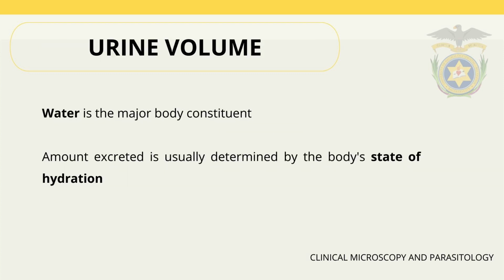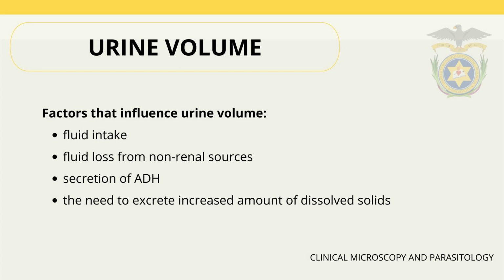For urine volume, we all know that the body's major constituent is water, and the amount excreted is usually determined by the body's state of hydration. The factors that influence urine volume are fluid intake, fluid loss from non-renal sources, secretion of the antidiuretic hormone, and the need to excrete increased amounts of dissolved solids.